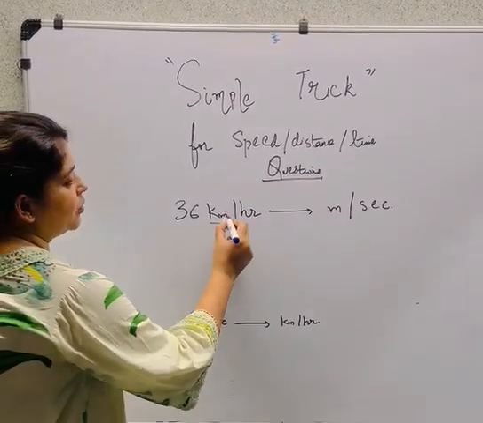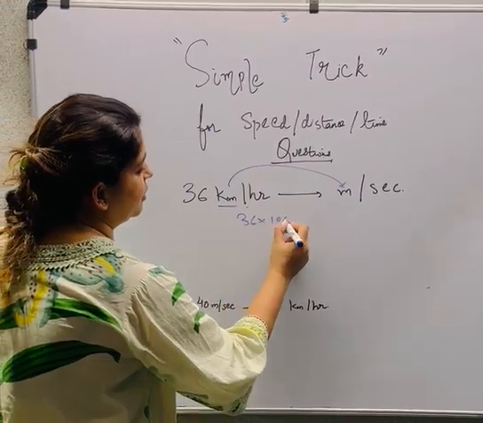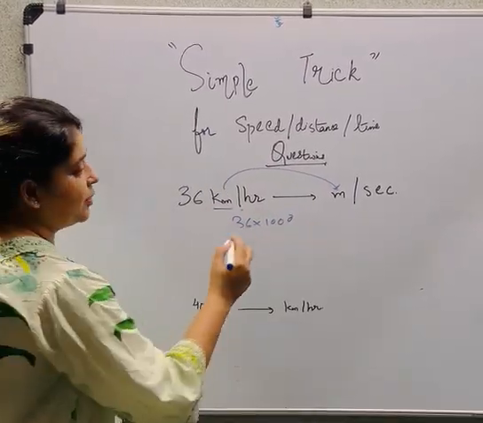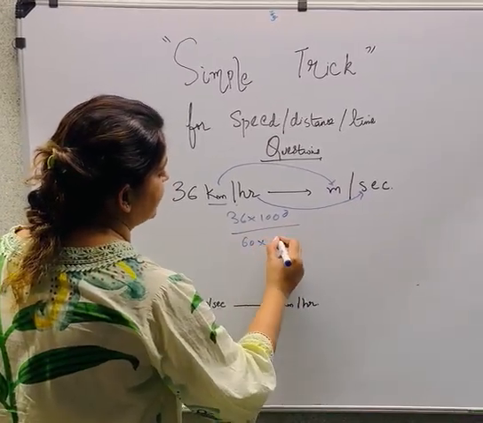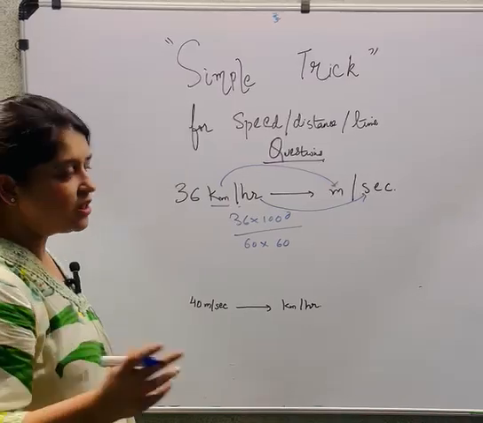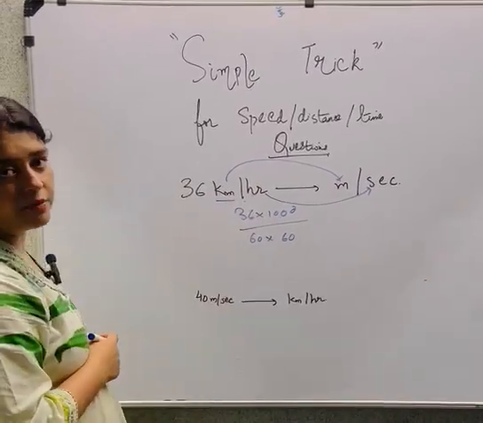Now whenever we convert kilometers to meters, we generally multiply it with 1000. And when we convert hours to seconds, that means we have to do 60 by 60. Now students, why are we writing this in the denominator? Because my hour is in the denominator.